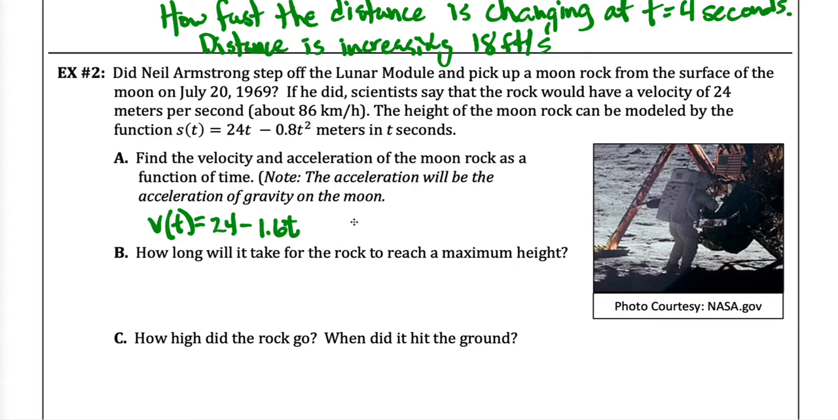And then acceleration would be the derivative of velocity. And that's because acceleration means how fast is your velocity changing. Okay, so acceleration equals negative 1.6. And that's the gravity constant for the moon.